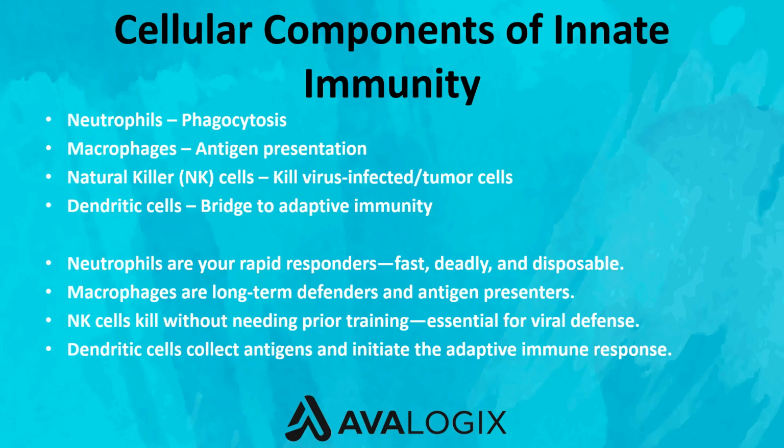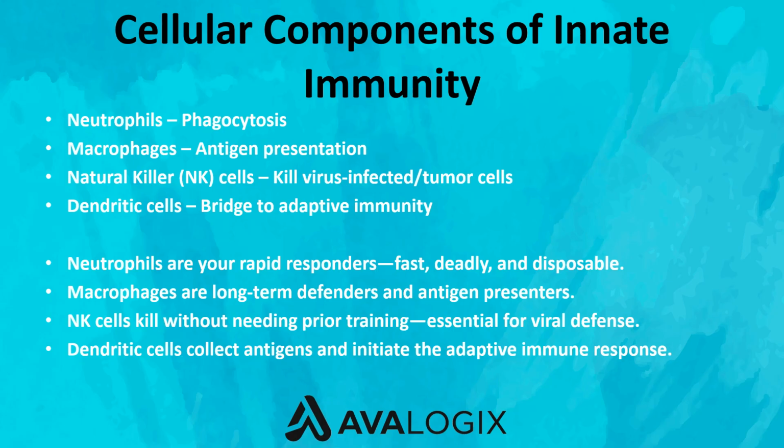Alright, now that we've introduced the innate immune system, let's take a closer look at the key cellular players, the immune cells that form the frontline troops of this rapid response force. Let's start with the neutrophils. These guys are the most abundant white blood cells in your body, and for good reason. Think of them as emergency responders or foot soldiers.